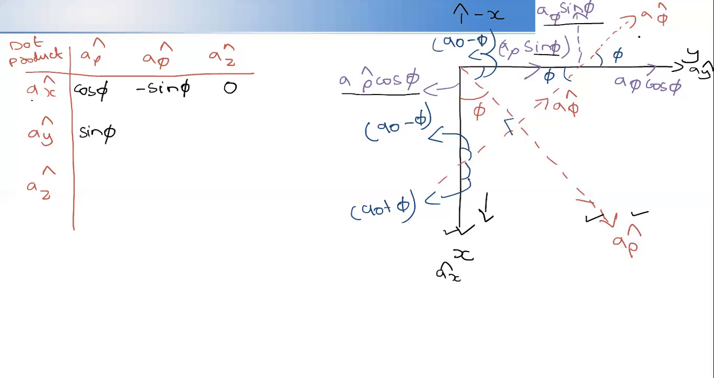What will come here for AY and A phi? This is A phi cos phi. This will be cos phi. Very good. So then the others are very simple. AY dot AZ is 0. AZ dot A rho is 0. AZ dot A phi is 0. AZ dot AZ is 1.